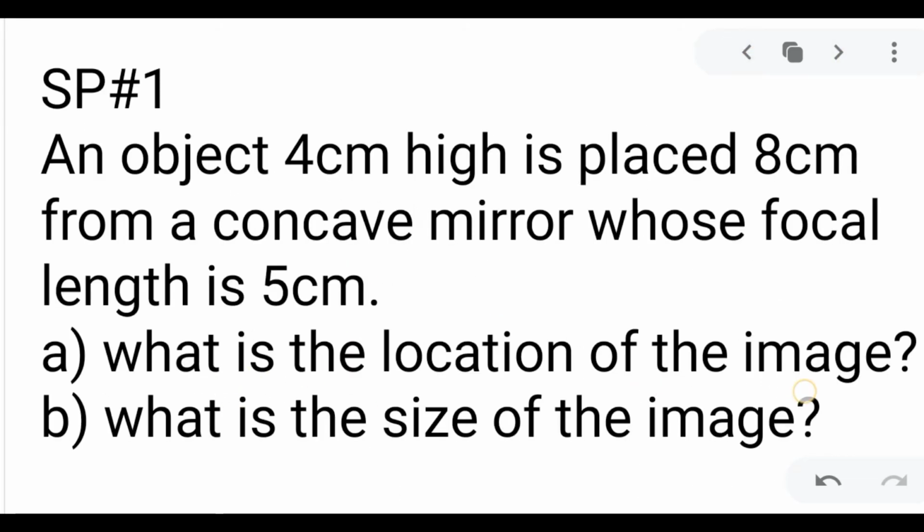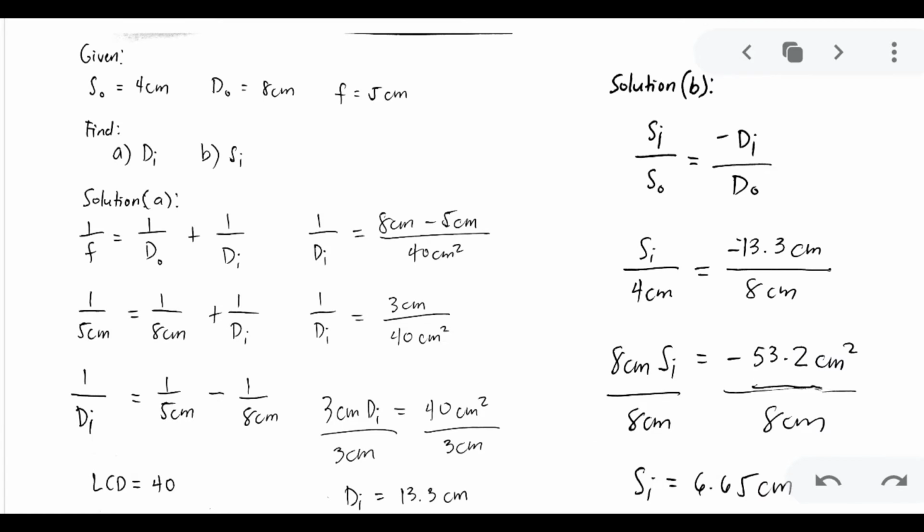Now to solve problem A here, we will be deriving from the mirror equation of 1 over f equals 1 over the distance of the object plus 1 over the distance of the image. All you need to do is substitution. So you will have 1 over f, which is the value of focal length, 5 cm, and then 1 over the distance of the object, which is 8 cm, and then 1 over the distance of the image, which has no value yet.